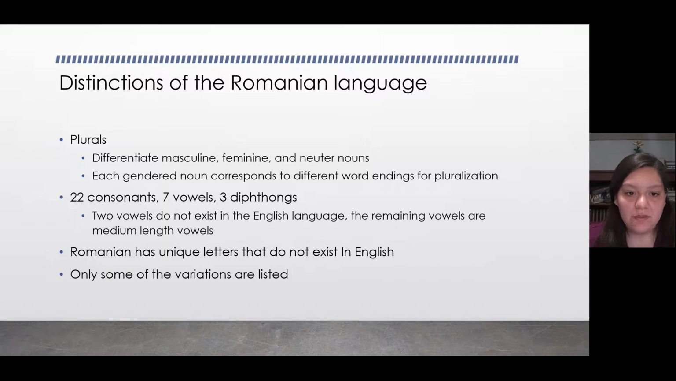And then Romanian also has unique letters that do not exist in English. These listed are only some of the variations. There are other variations, but I just wanted to mention these.